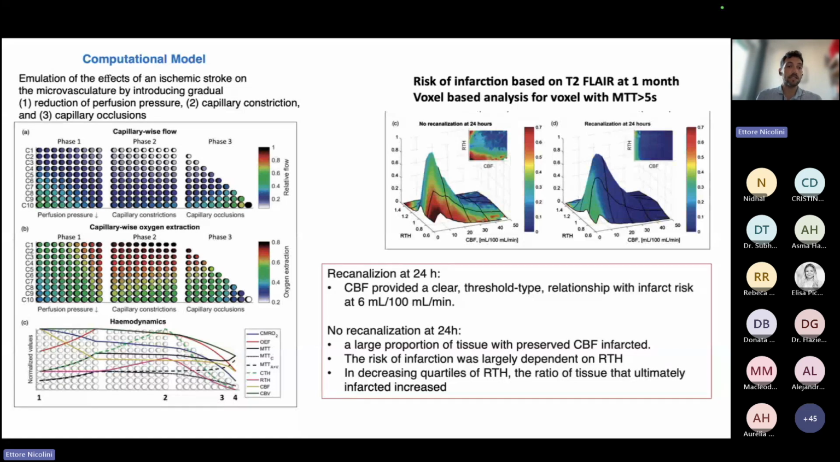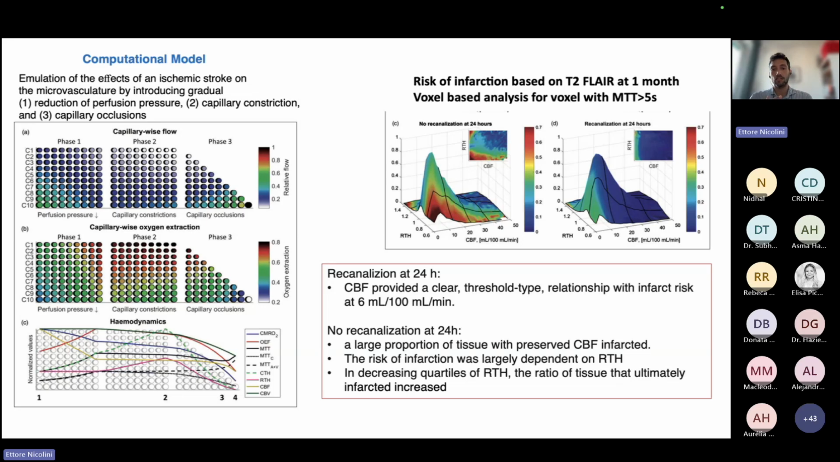The first phase is the one in which we can see a reduction in cerebral blood flow, so a reduction in perfusion pressure. In this phase, the relative transit time heterogeneity as well as the capillary transit time heterogeneity start to increase, and so does the oxygen extraction fraction. Subsequently, there is a phase in which CTH and RTH increase even more. So we have a high heterogeneity of capillaries because of capillary constriction.